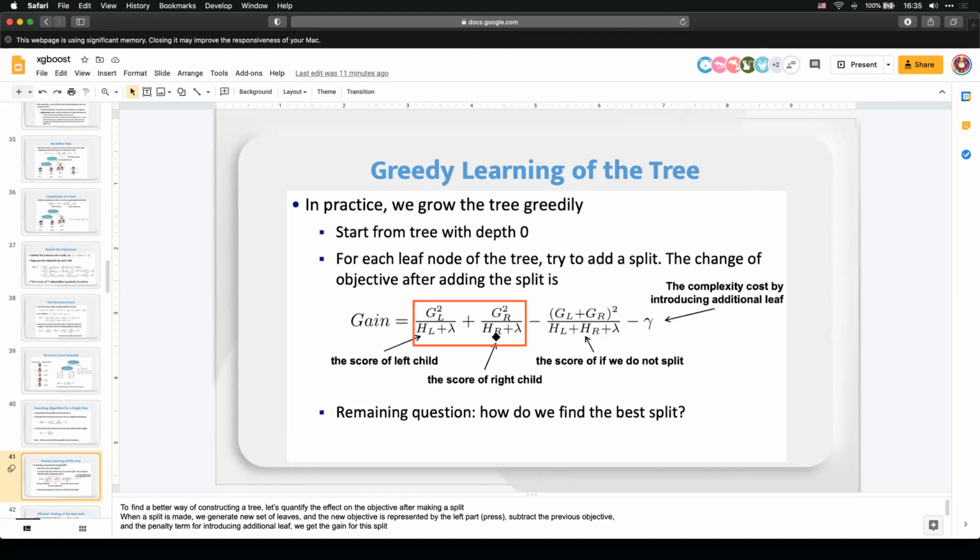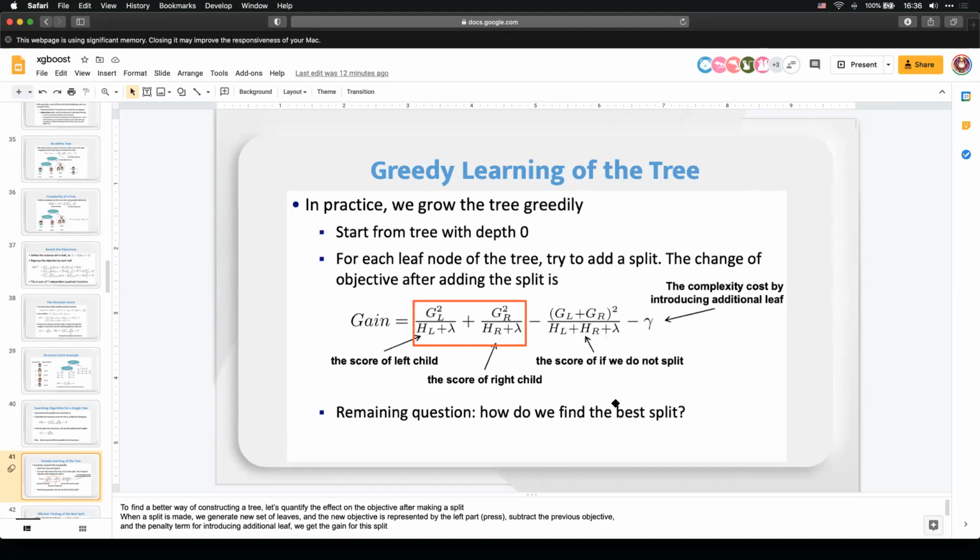So in this way, if we do the split and this split gives us a good gain, then we will go for it. So it's a greedy algorithm. A greedy algorithm can only guarantee the maximum gain at the current step. It cannot guarantee the maximum gain in the long term, but practically it works pretty well. So this is how we evaluate when is a good time to split the tree.